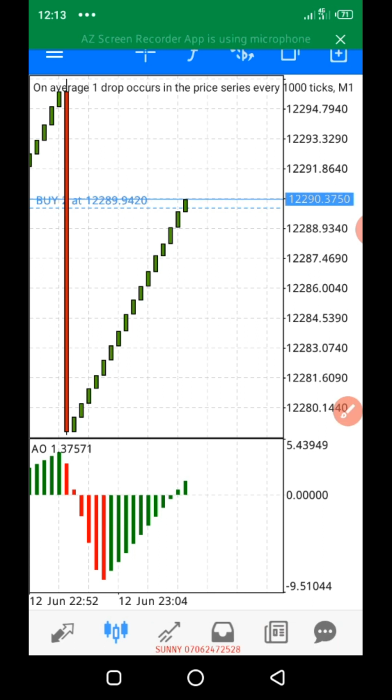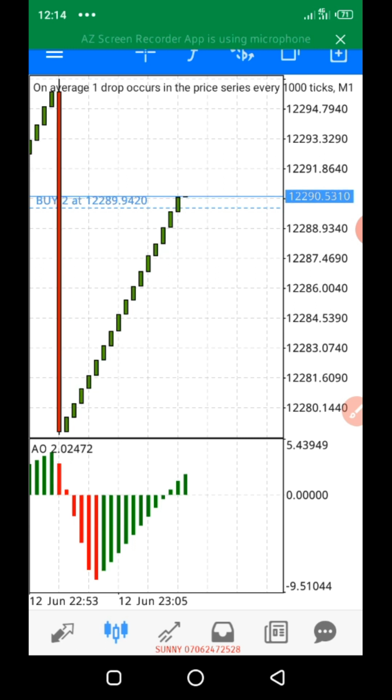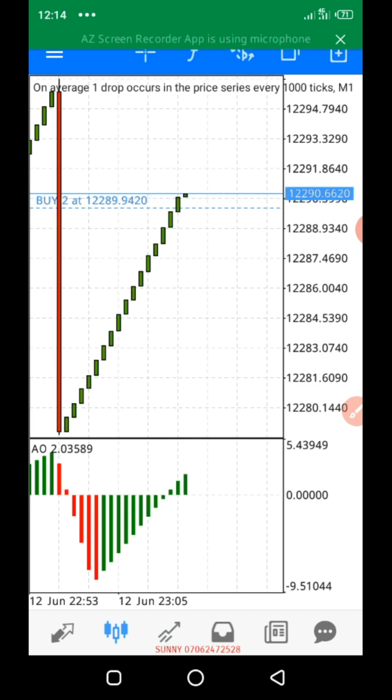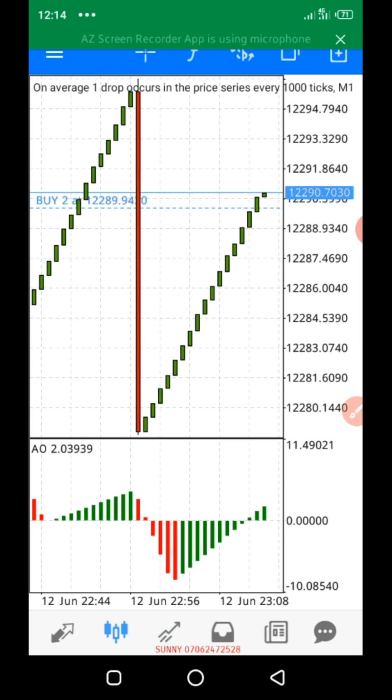So let's watch. We are on Crash 1000. You know, Crash 500 gives more money than Crash 1000. That you should know. And it's like this, okay, that is 1 candle. We didn't even buy it from the start, but I'm just going to take it like that. That is 1 candle. Let's see how much we have made. We have made $1.38. Okay, we are going on to the second candle.